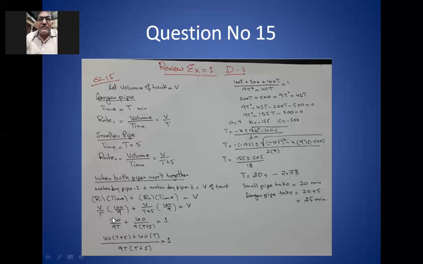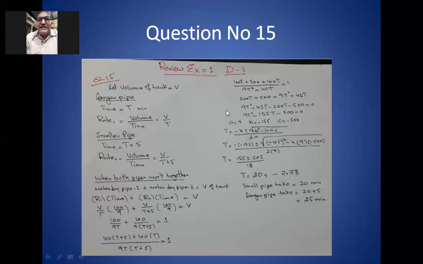You are left with T plus 5, that will multiply with the numerator. Then you divide this LCM with the second denominator, and 9 bracket T plus 5 will be cancelled with 9 and T plus 5. You are left with this T. That will multiply the numerator, which is 100. So you will have 100T equals to 1.